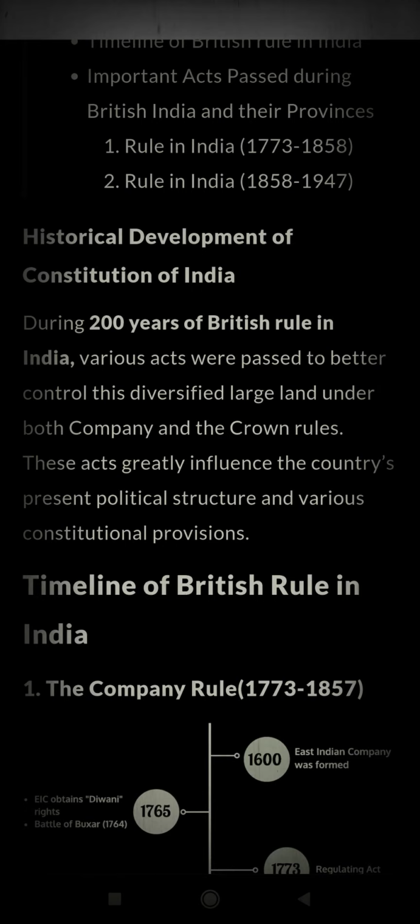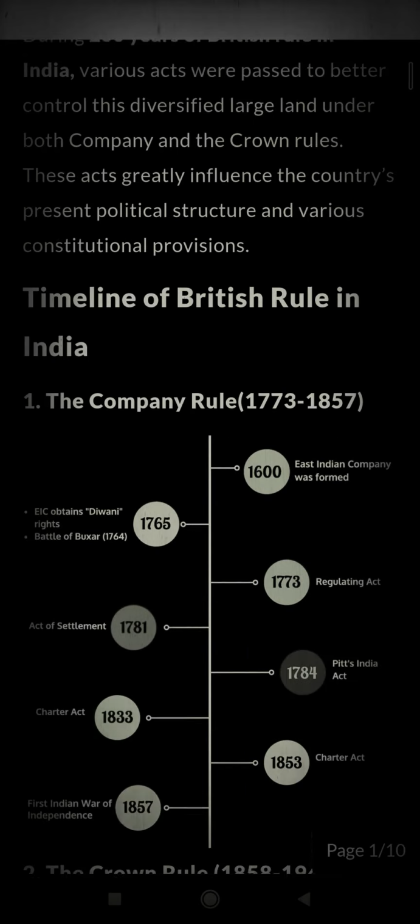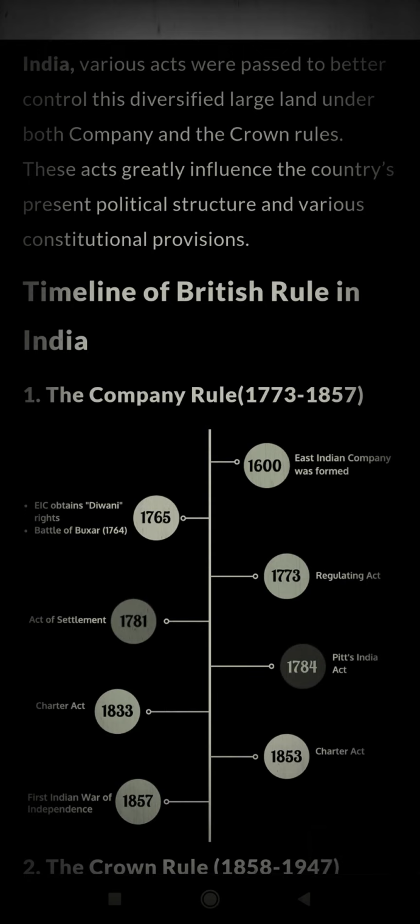Let's take a brief introduction about the timeline of British rule in India, the Company rule from 1773 to 1857. Before starting this, we must know that in 1765 the East India Company obtained the Diwani, that is the rights over revenue and civil justice of Bengal, Bihar and Orissa.